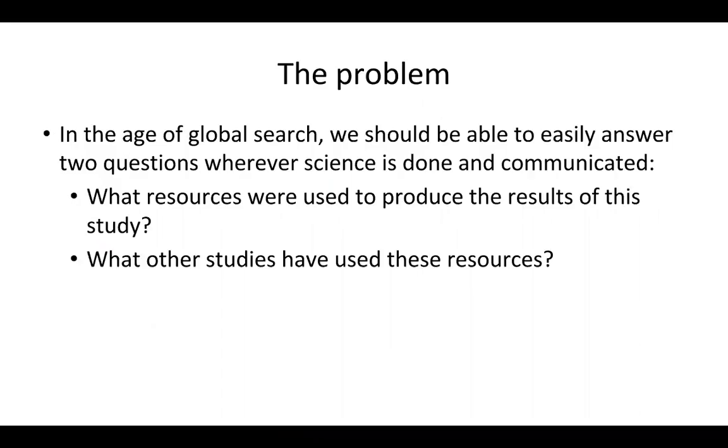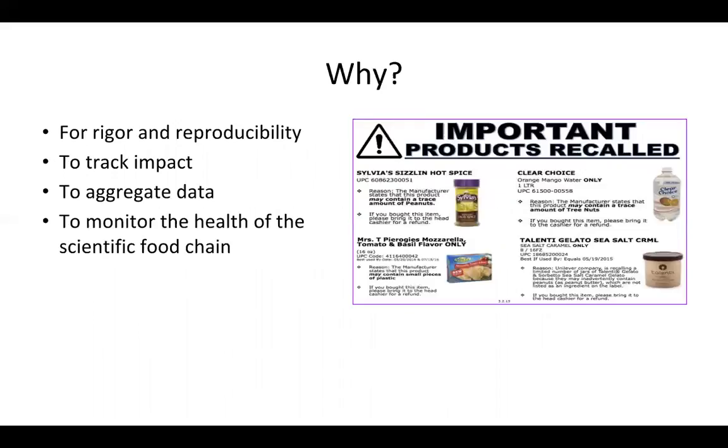The first is, what resource? What is the exact resource that we use to produce the results of a study? And secondly, what other studies have used these resources? So we should both be able to identify, and we should be able to track. Well, why do we want to do this? Identifying the reagents we use and the resources we use is essential for rigor and reproducibility.